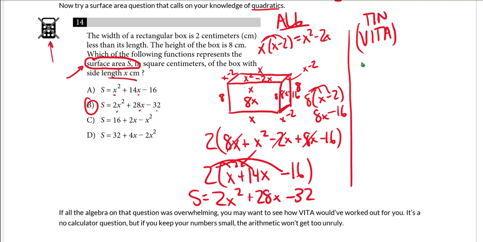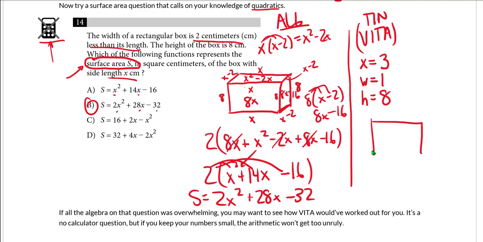But if we do something like this, let's list our variables. We have x, which is the length. We have the width, and then we have the height. I'm going to make x equal to 3, which means my width is going to be 2 centimeters less than that length x. So that's going to be 1. I generally don't want to use 1 on VITA, but because I am on a no calculator section here, I'm going to let it ride with the 1. I'm going to see what happens. Should work out okay, and if it doesn't, we'll fix it. And then the height, of course, is 8.